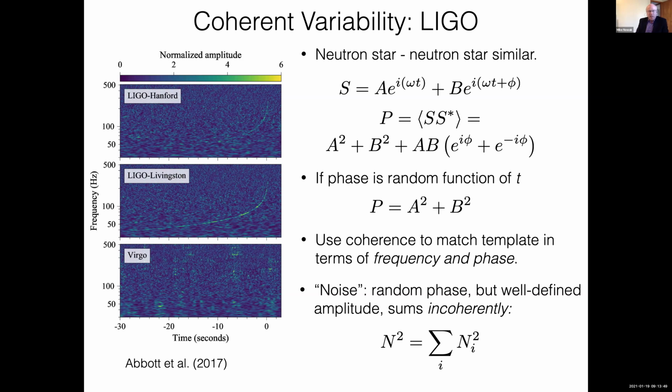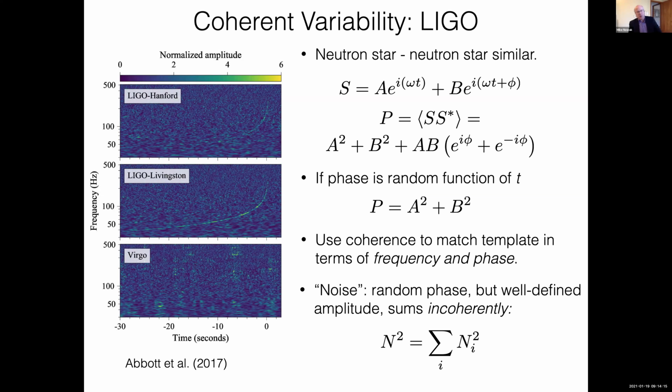Because in the case of LIGO there are these coherent relationships, one can use templates to match frequency and phase. With incoherent variability, there really is not this concept of templates to match phase and frequency. Therefore, the individual components of the system are really going to be this incoherent sum.